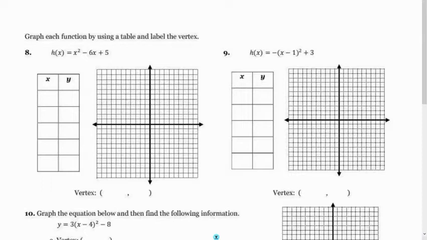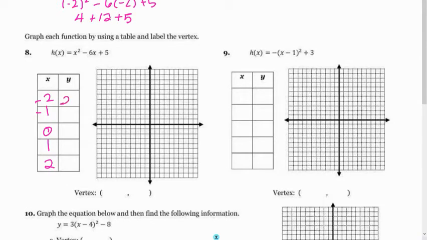So graph each function by using the table and label the vertex. So one thing we talked about in Ms. Vote's class is just to pick 5 numbers. And I'm going to start at -2 actually. So -2, -1, 0, 1, and 2. And if we don't get our parabola to turn around and make the whole U shape, then we need to pick more numbers. So if I plug this in, I get -2 squared minus 6 times -2 plus 5. So this would be 4 plus 12 plus 5.